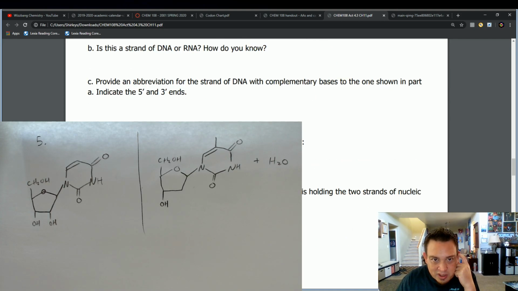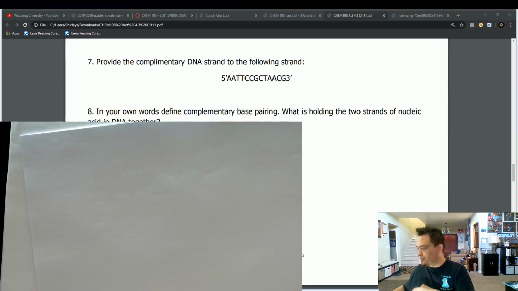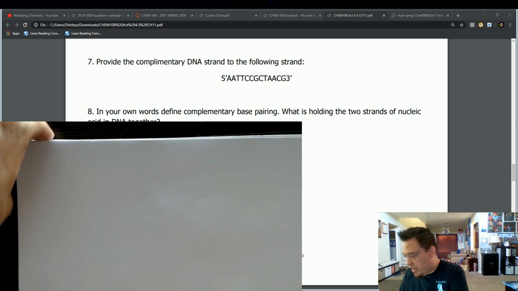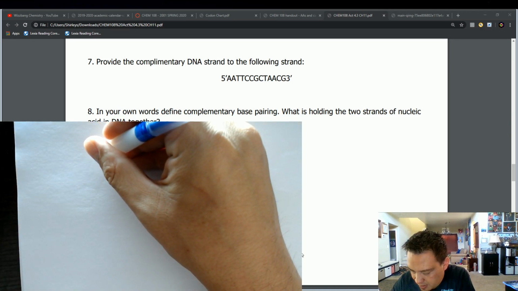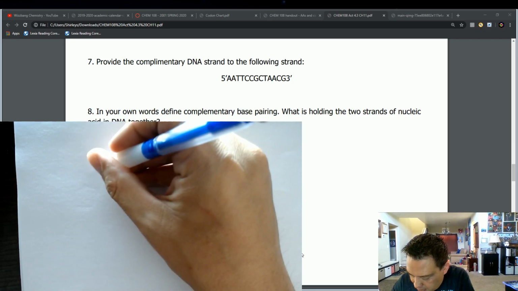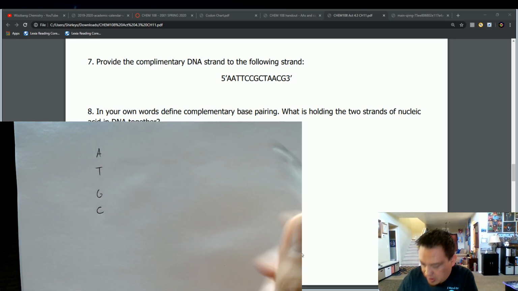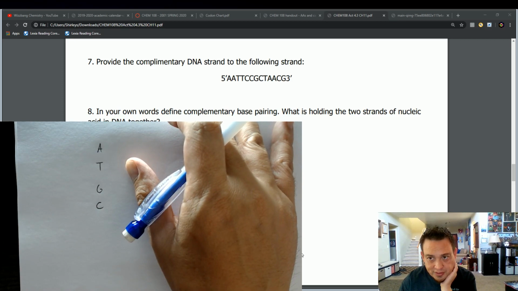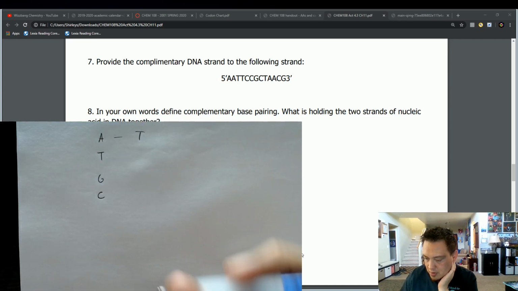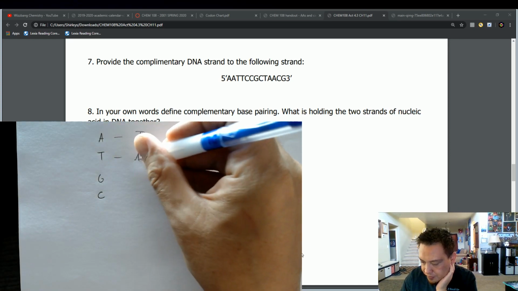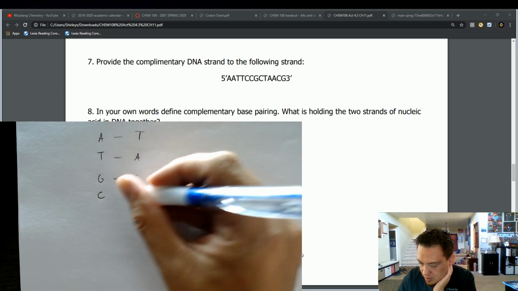I want to go ahead and take a look at number 7. So the question I have for you guys, do you know what pairs with what? So A, T, G, and C. What does A pair with? Do you guys remember this? Yeah, A goes to T, and then T goes to A. G goes to C, and then C goes to G.